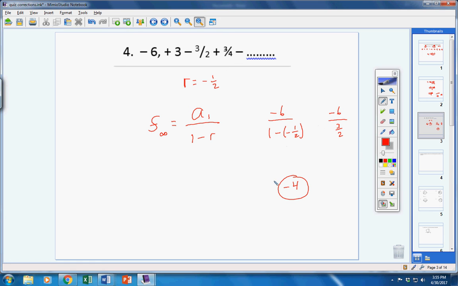Okay, so guys, when you're given a geometric infinite sum, you have to check the common ratio to make sure that its absolute value is greater than 0 and less than 1. You have to. And then if it is, here's the formula you use.